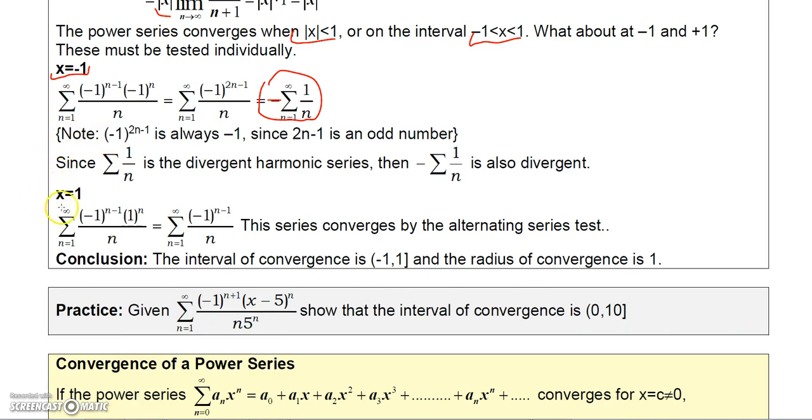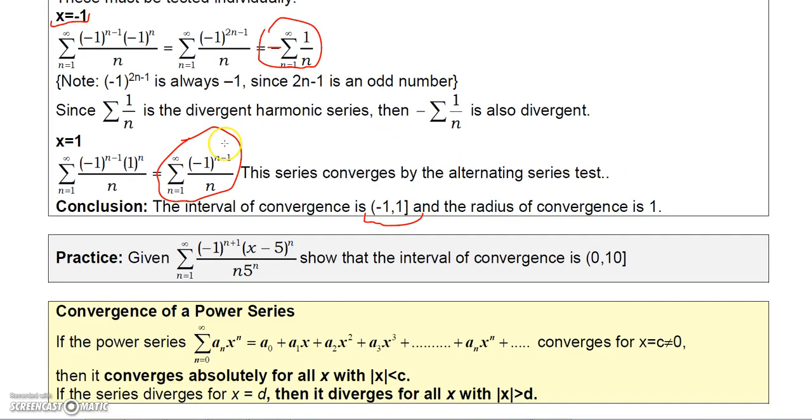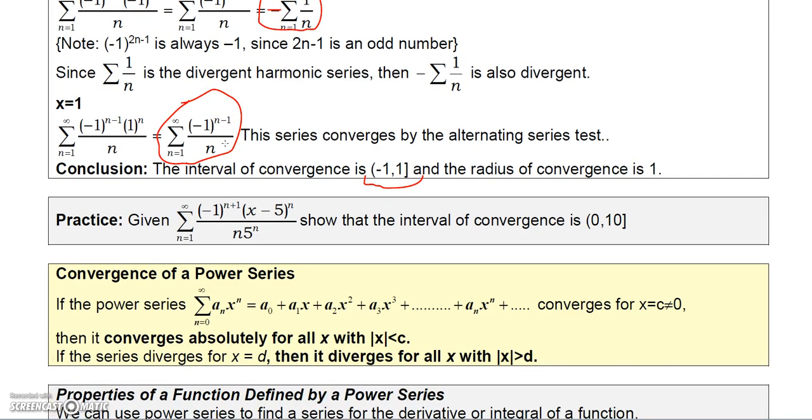Now, if x equals 1, you just get (-1)^(n-1) over n, and this alternating series converges by the alternating series test. Therefore, for the interval of convergence, it does not converge at -1, but it does converge at 1, so we put the bracket with 1. And the radius of convergence is 1. And there's a practice problem that you can do below it.